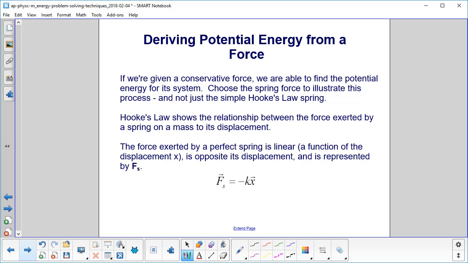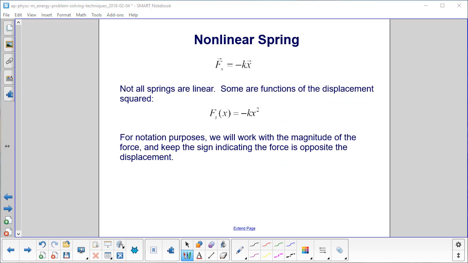It shows the relationship between the force exerted by a spring on a mass to its displacement. The force exerted by a perfect spring is linear, and that's what we have right here. The force of the spring is minus kx. Not all springs are linear. Okay, this is Hooke's law. And again, what's the negative sign? That means the force is in the opposite direction of the displacement.